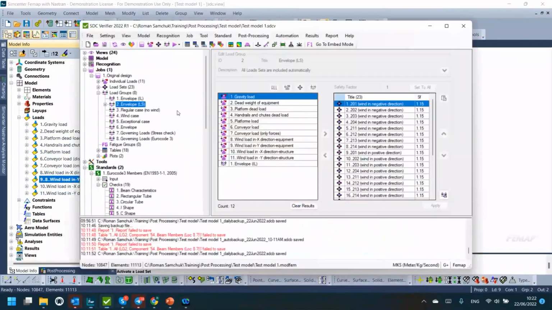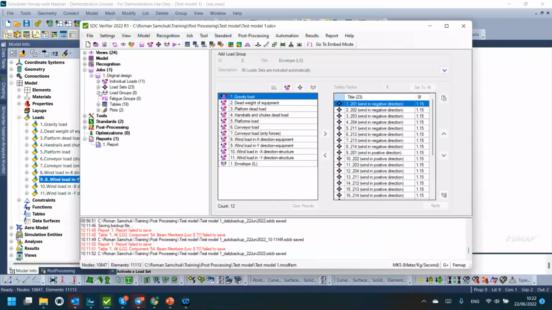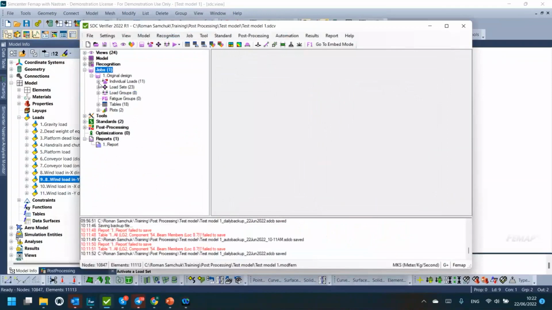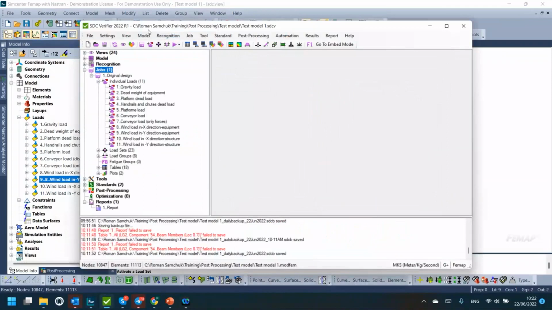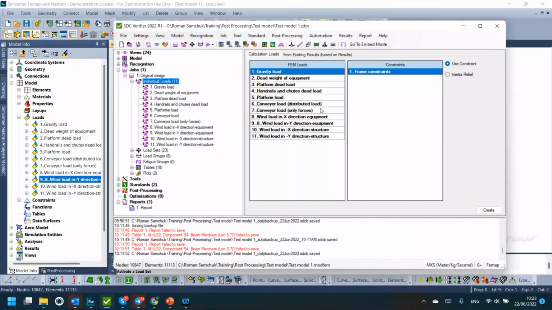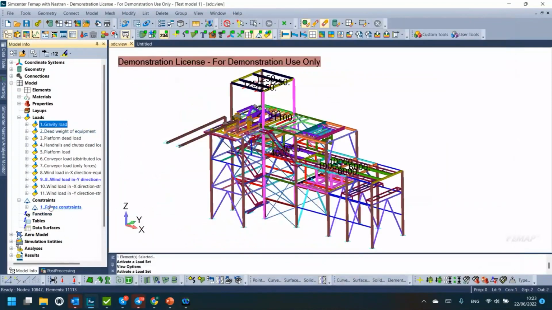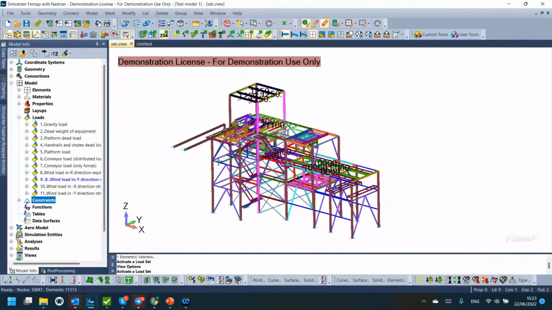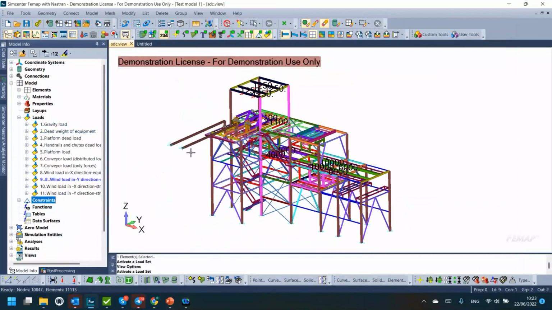So what do we do here? This is the main window of the SDC Verifier project. Basically, that's how it looks. And we're going to the main tree, to our jobs chapter, because this is where all these load-related things are stored. So as explained before, we're going to create 11 individual loads. Basically, each individual load is a FEM load in a model in combination with the boundary conditions, with your constraint, which is applied at the ends of the columns and also at the ends of these conveyor supports.